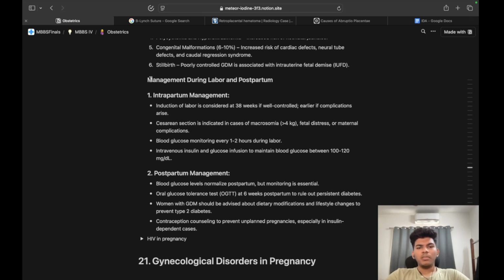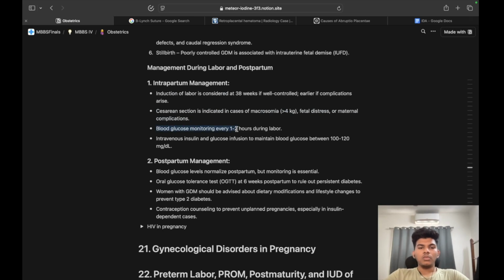Coming to management during labor and postpartum. Intrapartum: induction of labor is considered at 38 weeks if well controlled, earlier if complications arise. Caesarean section is indicated in cases of macrosomia, fetal distress or maternal complications. Blood glucose monitoring every 1 to 2 hours during labor. Intravenous insulin and glucose infusion to maintain blood glucose between 100 to 120 milligrams per deciliter.